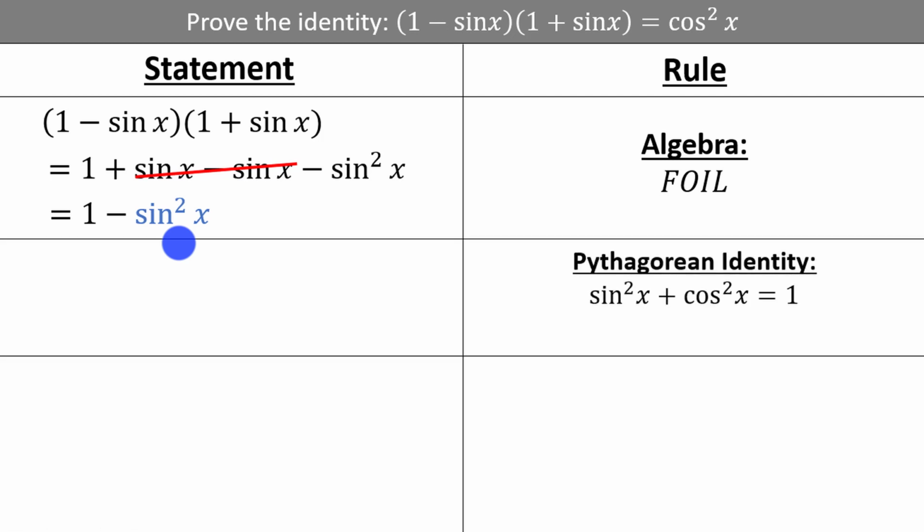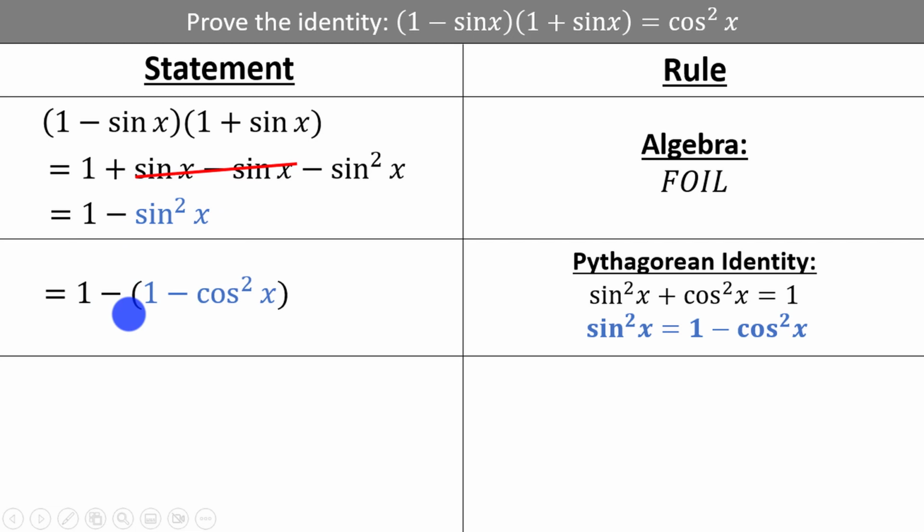One of the three Pythagorean identities is that sine squared plus cosine squared is equal to 1. If we subtract cosine squared to the other side of the equation, we will get that sine squared is equal to 1 minus cosine squared. We can substitute 1 minus cosine squared in for sine squared. Let's see what we get.